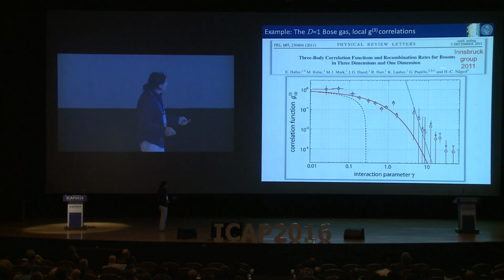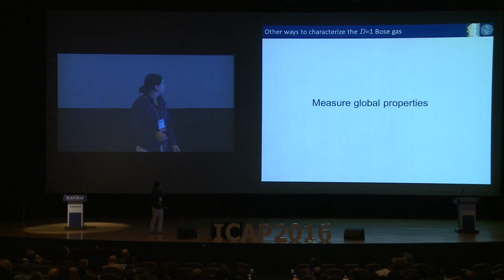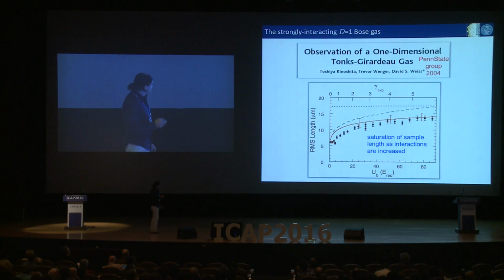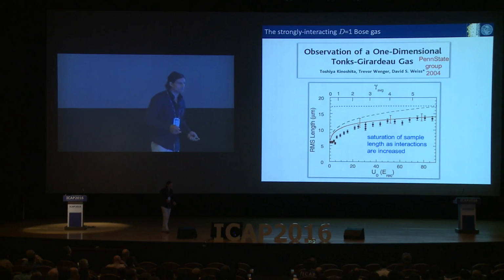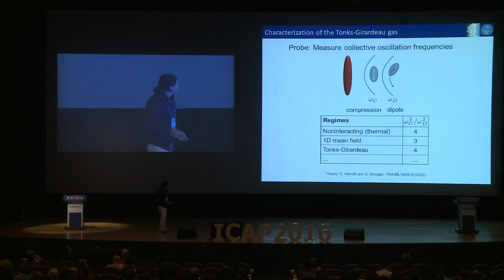So actually one can also do this with three-body correlations with very strong interactions, and actually one can see that the correlations here are changed by nearly 3 orders of magnitude. So this is a local probe, and this has been done in various ways. So let's measure global properties. And in fact, one of the pioneering experiments was again done by Dave Weiss, actually before the other one that I just showed you. And this gave actually first evidence for this so-called Tonks-Girardeau gas in 1 dimension. What they saw is a saturation of the size of the sample. So this is a global property.